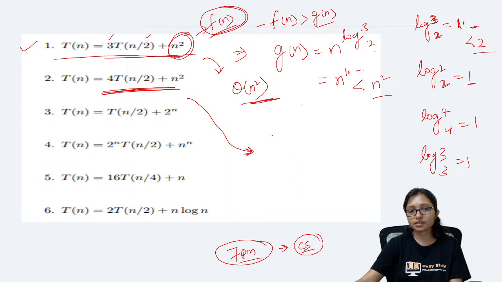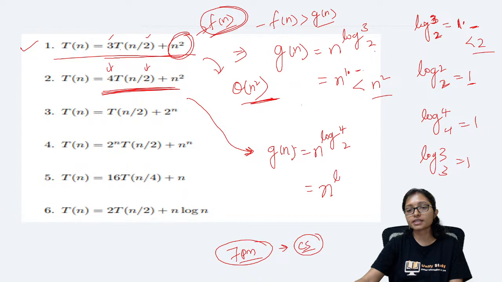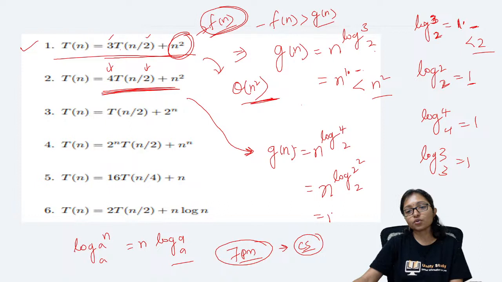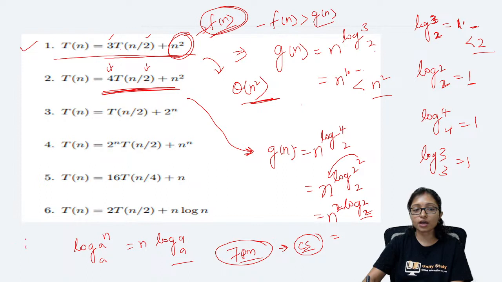What about others? What will be the answer? Okay, answer is coming. So what is gn? Gn equals, in the same way, n to the power log, a is 4, b is 2. So log 4 base 2. Log 4 base 2 we can write as log 2 square base 2. Log a to the power n base a can be written as n log a base a. So it is 2 log 2 base 2, this 2 will come here. Log 2 base 2 is 1, because log a base a is always 1.